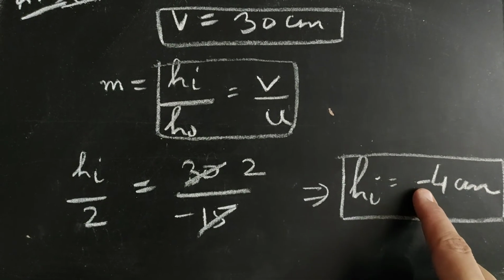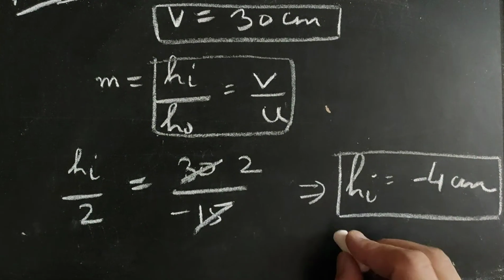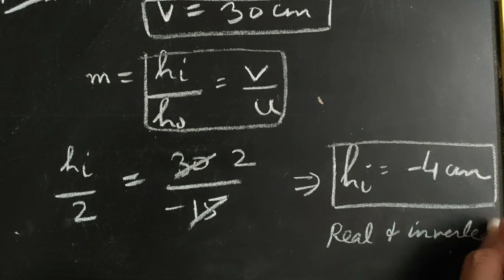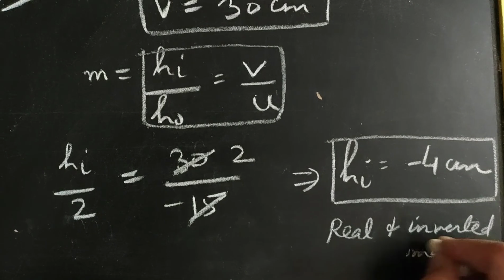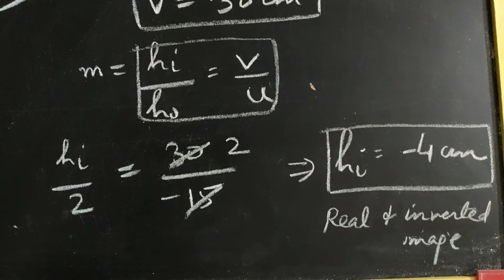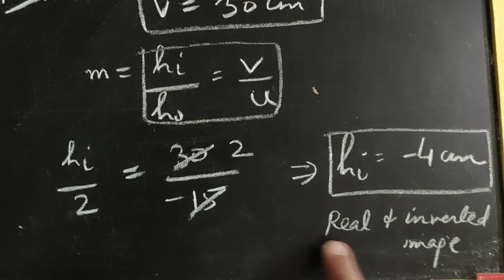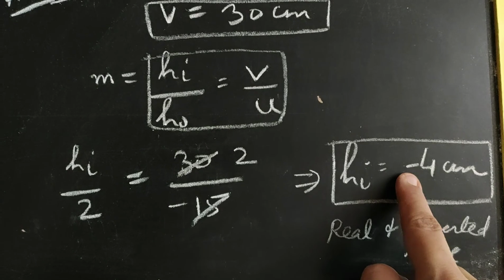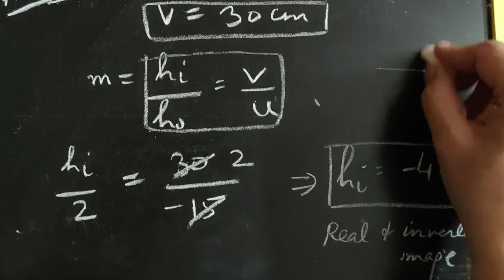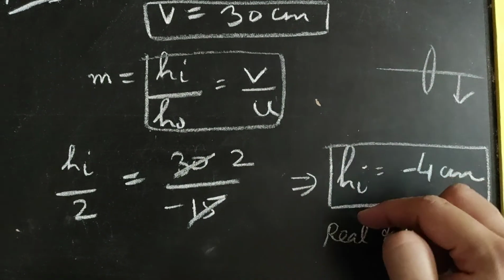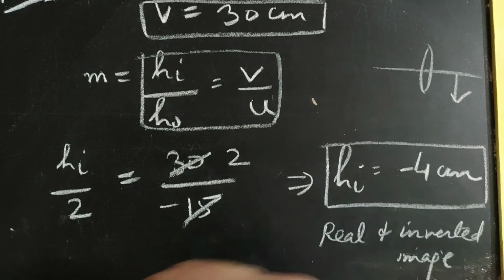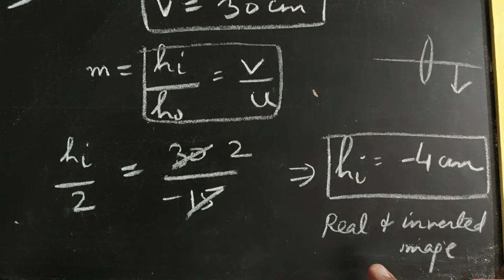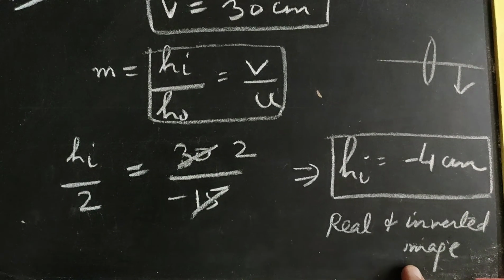Now negative height of image is indicating that it is a real and inverted image. That is the nature of the image, real and inverted image. I hope this interpretation is clear to all. How do we know that it is a real and inverted image? Heights below the principal axis are negative, so that means this image is formed below the principal axis, and below the principal axis images are inverted, and real images are always inverted. So we get the interpretation that this image is real and inverted.